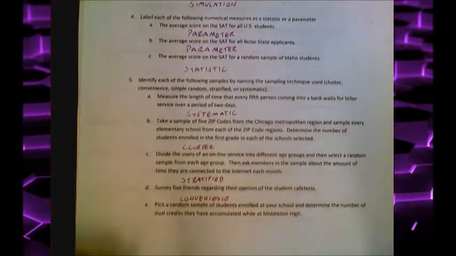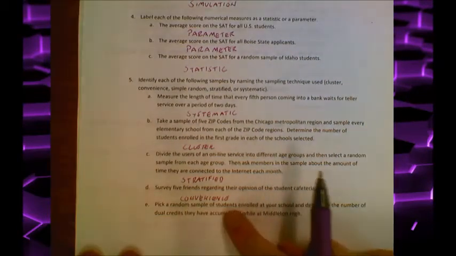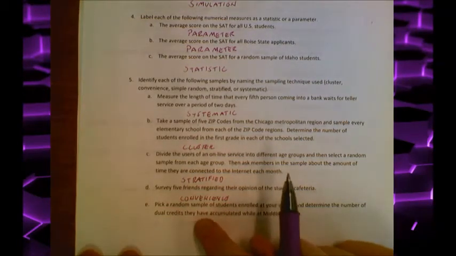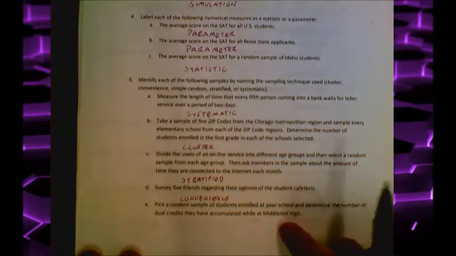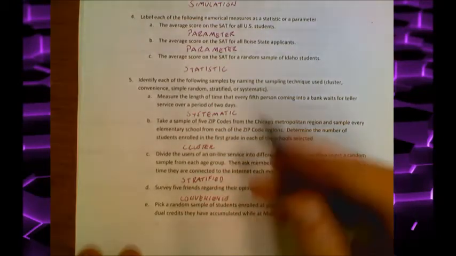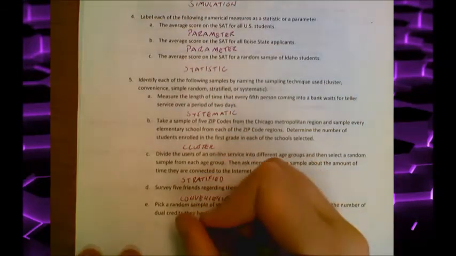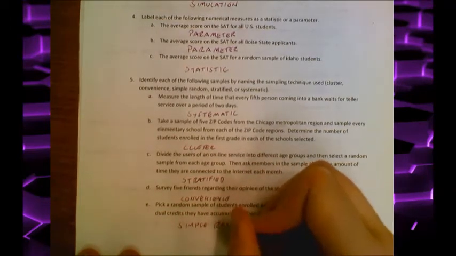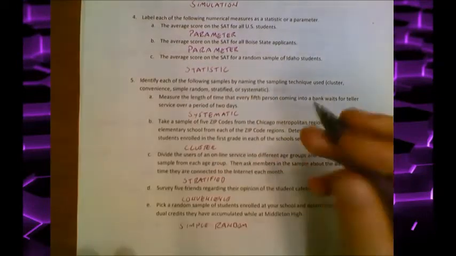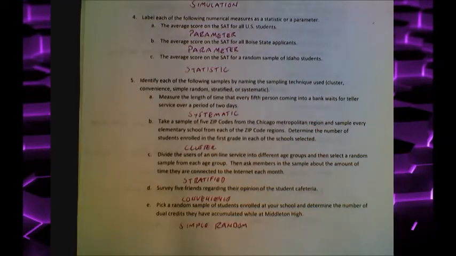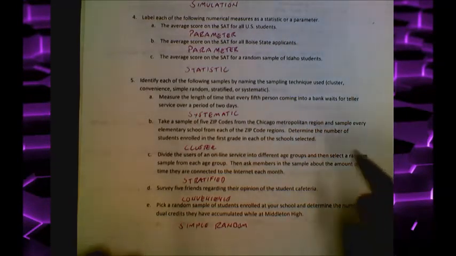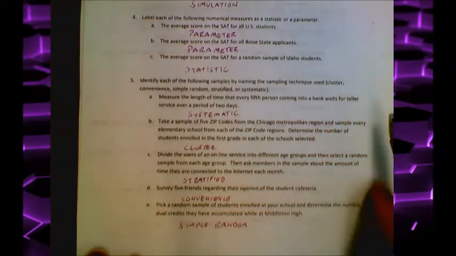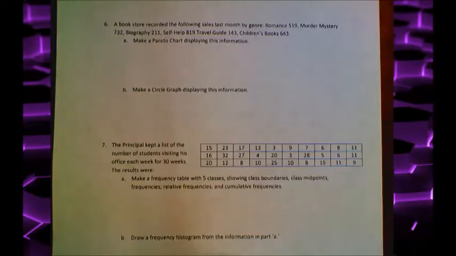Sampling. All right, and last one here, we're going to pick a random sample of students enrolled at your school and determine the number of dual credits they have accumulated while at Middleton High. So that's clearly going to be a simple random sample for us, because of it being a random pick there. All right, I'm going to do a little pause here and I'll come back for the rest of this.